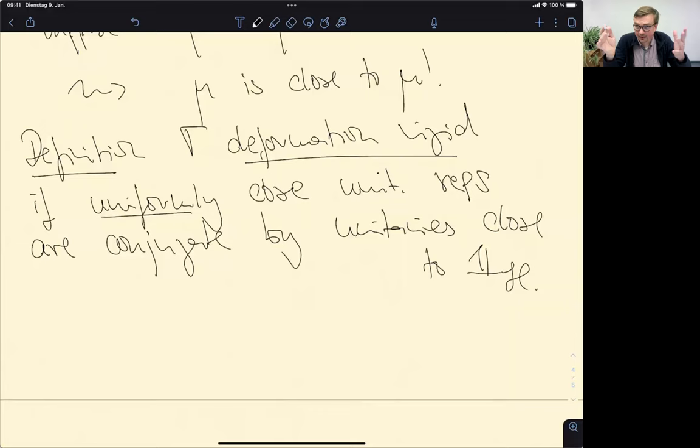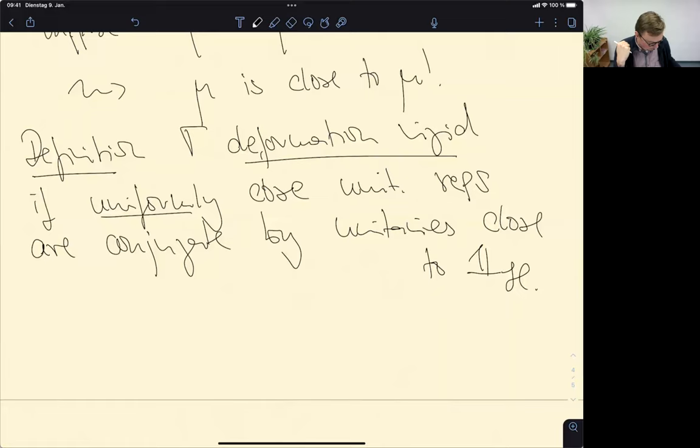So, just to make sure I understand, you said that Rapinchuk's result implies that a property T group is deformation rigid in finite dimensions, with respect to finite dimensional representations? I think even locally, you just need that the generators are close, then you look at the Hilbert-Schmidt operators and you get an almost invariant vector, and that will be an intertwiner of the representations.